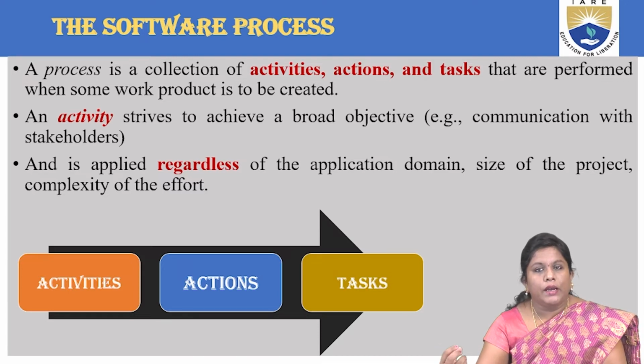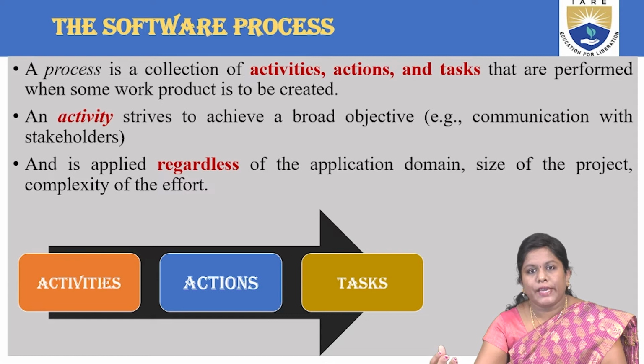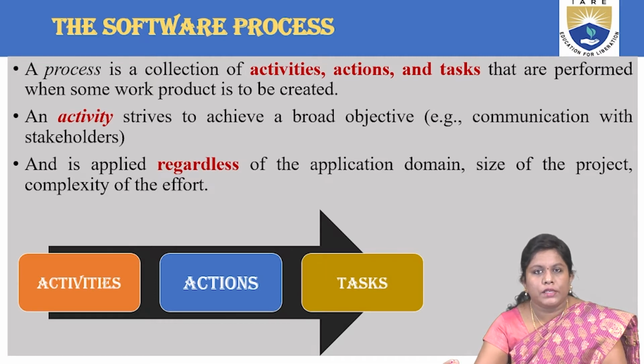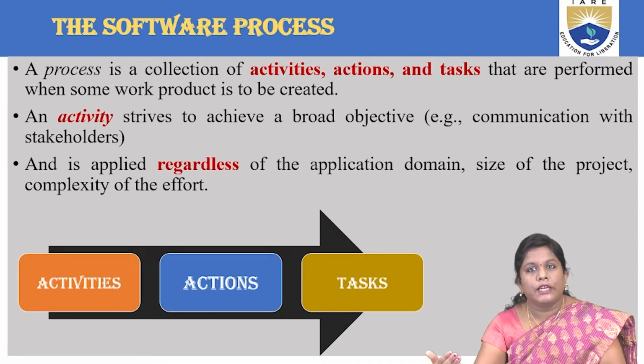Activity is trying to achieve a main goal or an objective, that is communicating with stakeholders. So stakeholders can be some government agencies or employees or various list of people. So an activity strives to achieve a broad objective. So what does it do? Mainly, it needs to communicate with the stakeholders. What are their requirements? So basing upon their requirements, we can plan out a list of activities. And then the actions and tasks follow.